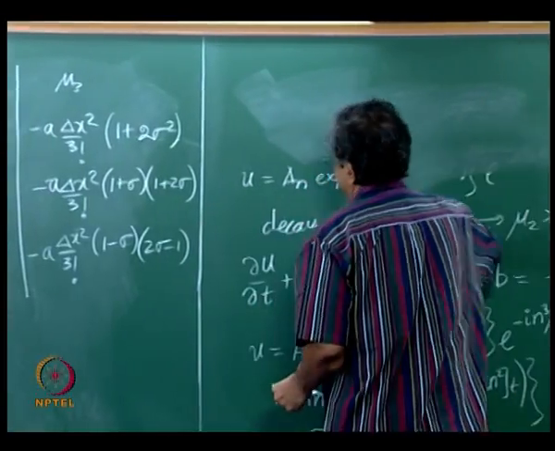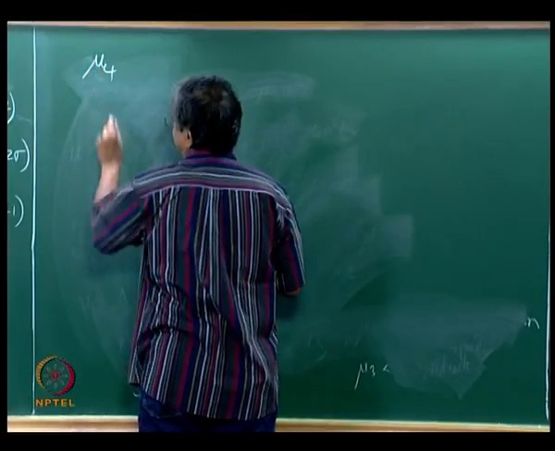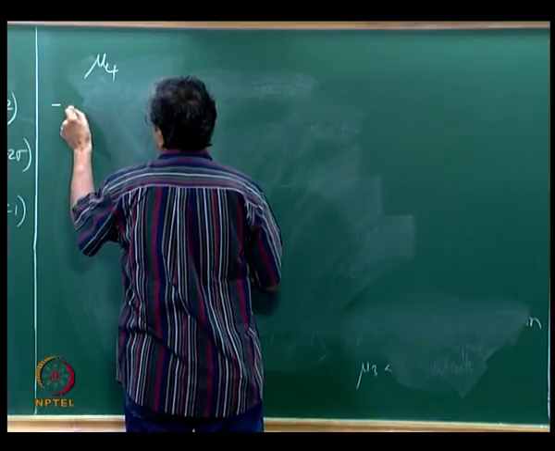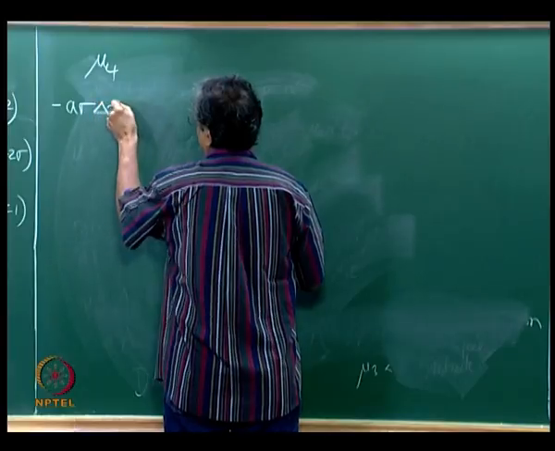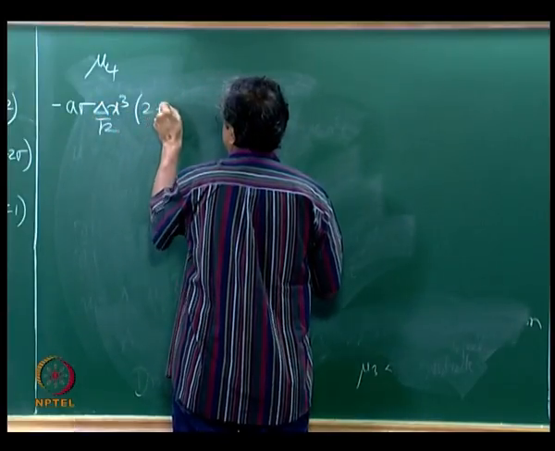I am writing it a little big, if you do not mind. I will write the third column here. So that is mu 4. So you get a minus a sigma delta x cubed by 12 into 2 plus 3 sigma squared.